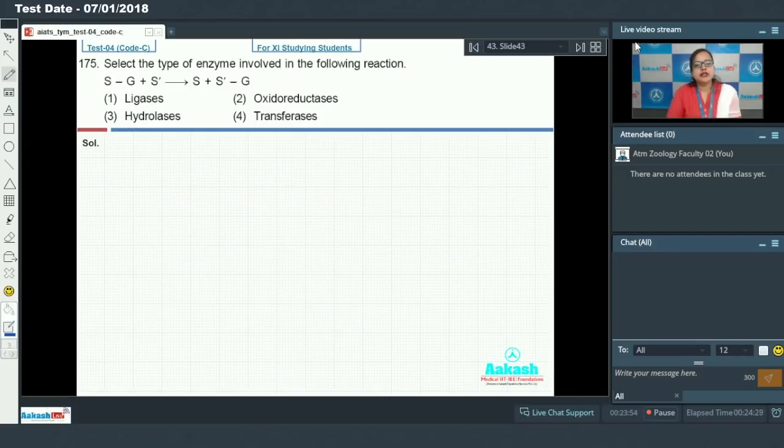Question 175. Select the type of enzyme involved in the following reaction. So in the given reaction, there are two substrates, S-G and S dash, and this reaction leads to the formation of products S and S dash-G. So we observe that group G has been shifted from S to S dash during the formation of product. So there is a transfer of group, and such reactions are catalyzed by enzyme transferases, making option 4 the answer for our question.